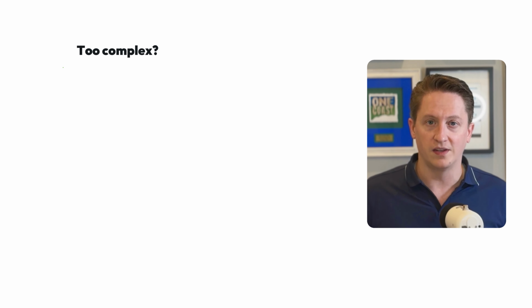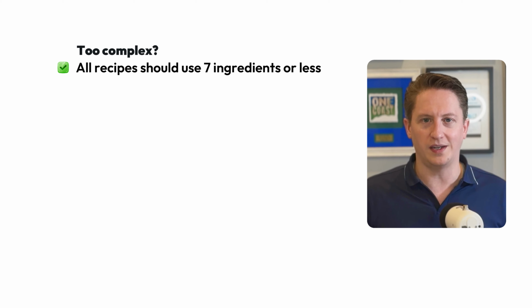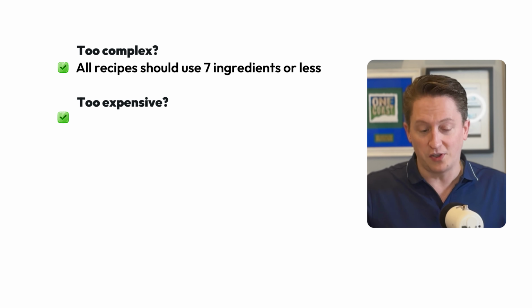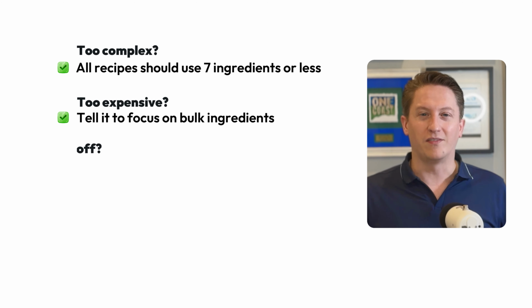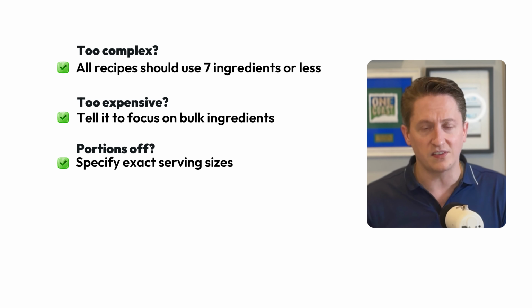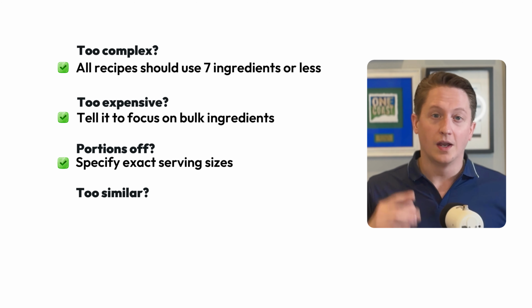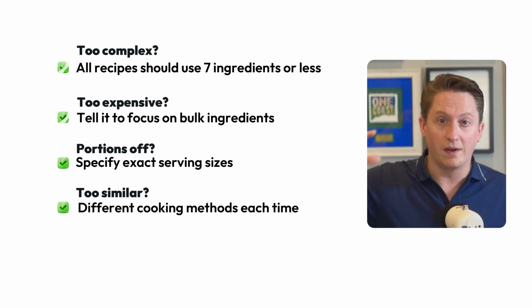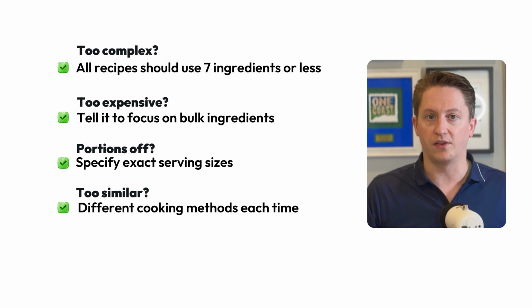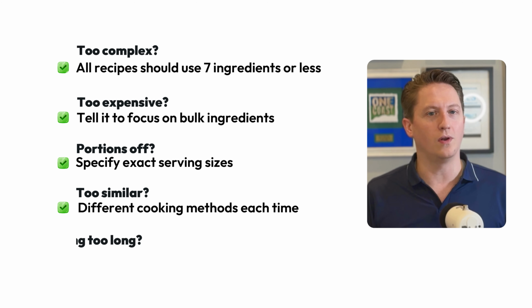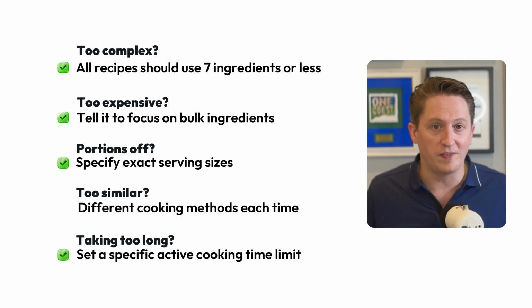So if you are getting recipes that don't quite work for you, here are a few quick fixes. If the recipes are too complex, you can add: all recipes should use 7 ingredients or less. If it's too expensive, just tell it to focus on bulk ingredients. If the portions are off, you should specify exact serving sizes, maybe give it a calorie content that you're looking for. If all the ideas are too similar, go back and change your favorite food section or add a line to ask for different cooking methods for each one. And if it's taking too long to cook, go ahead and set a specific active or total cooking time limit. And again, this AI will follow any rules that you lay in.